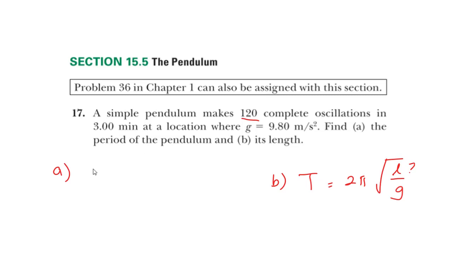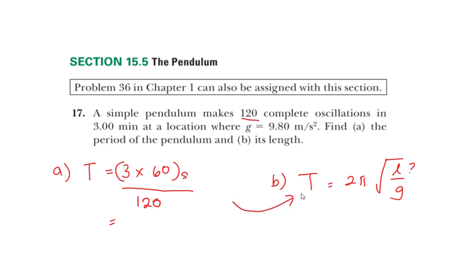Meaning to say, period is time. Time is 3 minutes, but we need to convert into seconds for one oscillation. Then divide with the number of oscillations. Barulah kita dapat berapa masa yang diperlukan untuk satu oscillation, for one complete oscillation. Alright, now that you have that, only then you can go here and calculate the length required.